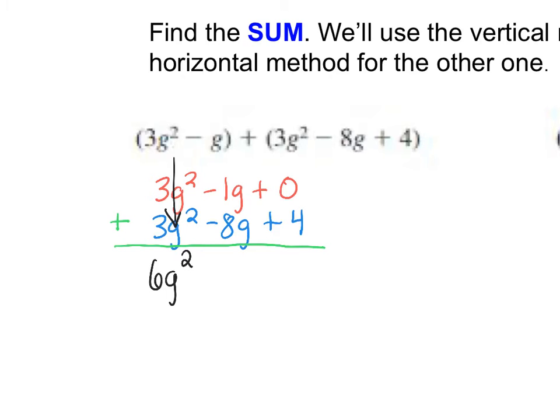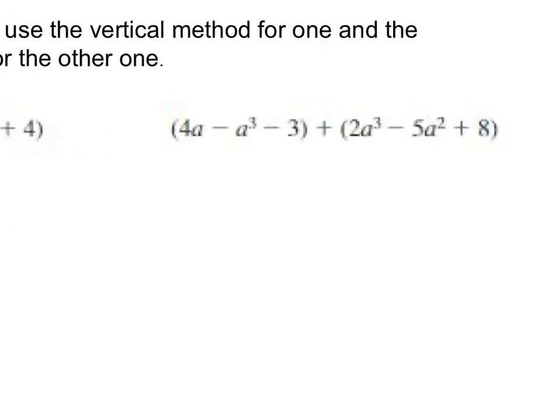Common pitfall would be to try to add the exponents. You can't, they are like terms. Keep the g squared. Negative 1g minus 8 more g's is negative 9g. And 0 plus 4 is 4. I like this method because you're lining up the terms. It's pretty straightforward. The second method is the horizontal method.